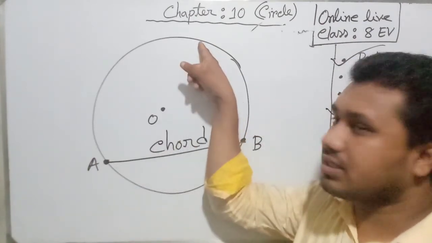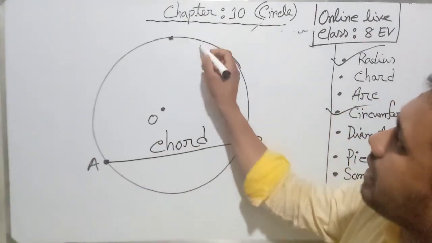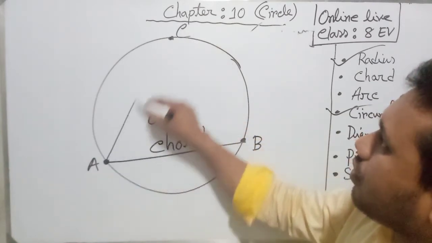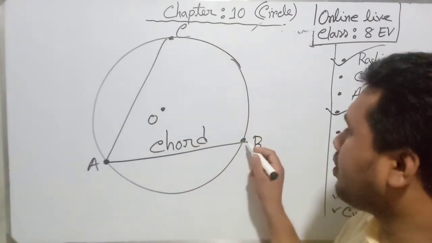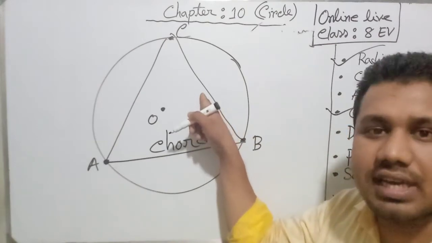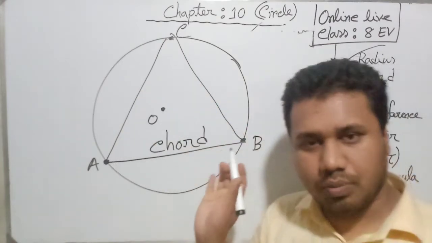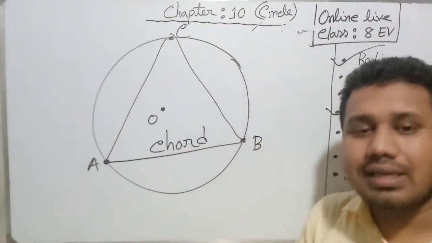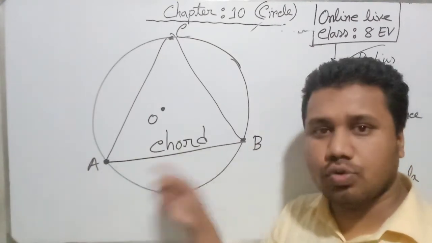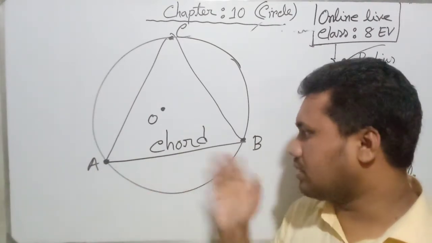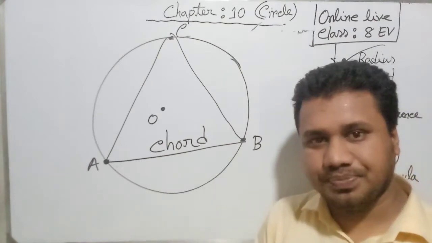If we take another point, suppose this is a point C, and draw, this is a chord. If we make another, this is another chord. So AC and BC, both are chords. So a chord is a line segment joining any 2 points on a circle or circumference. So this is our chord.